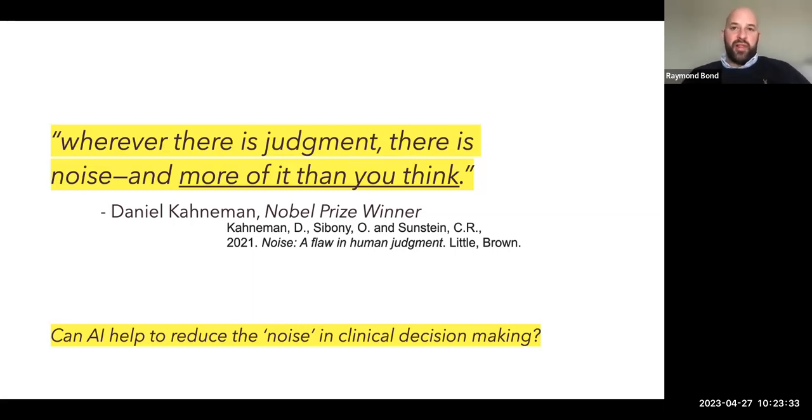But often that variability is greater than you might anticipate, and which reminded me of a great quote from Daniel Kahneman in his new book called Noise. That is, wherever there is judgment, there is noise, and more of it than you think. And to keep in your mind, we need to consider AI and AI algorithms and try to evaluate whether AI algorithms can reduce this noise in clinical decision making.